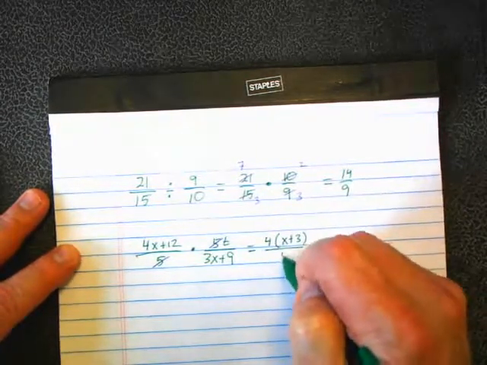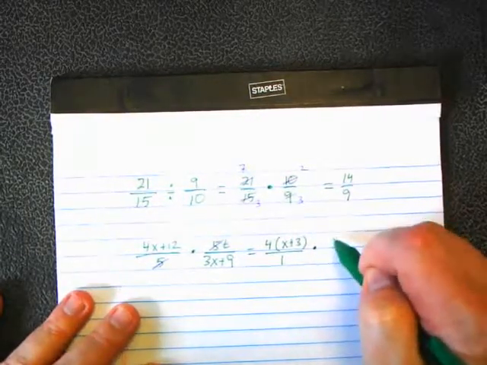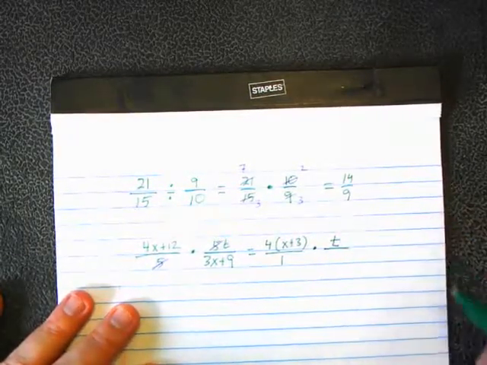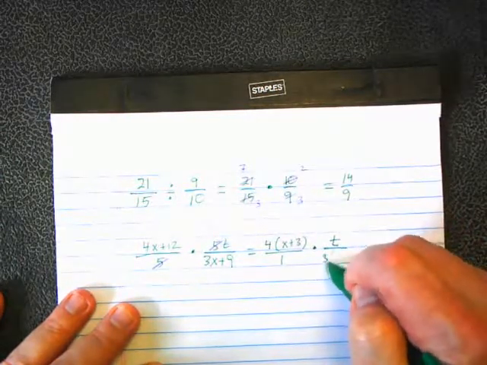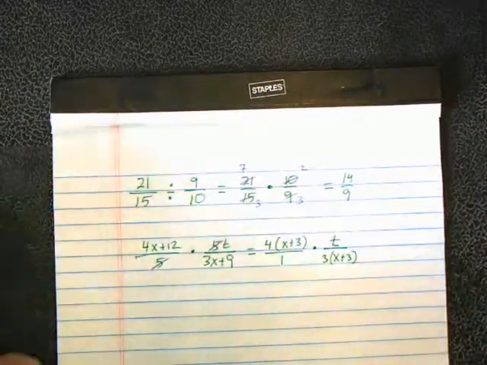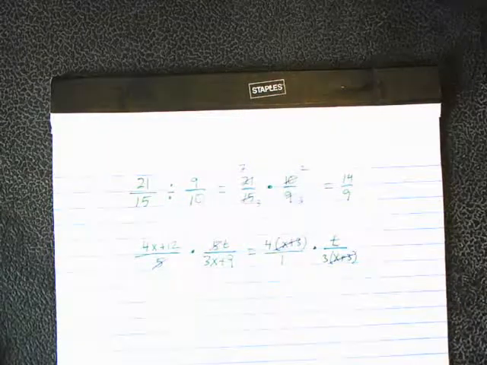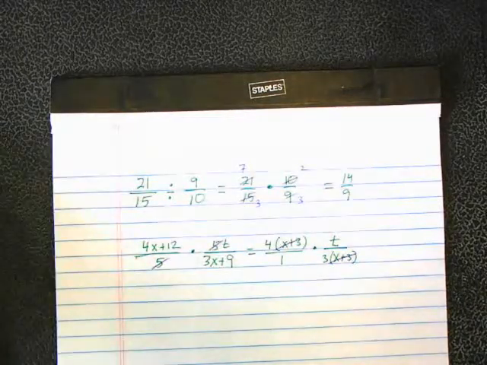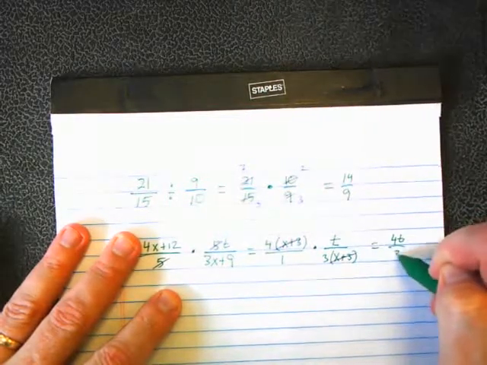And I already reduced the bottom. There's only a 1 left on there. Times, up on top, there's just a t left. And how about the bottom? Take out a 3, and what's left over? X plus 3. Now I see some common factors. I see those two things knocking right out. 4t over 3. Very good.